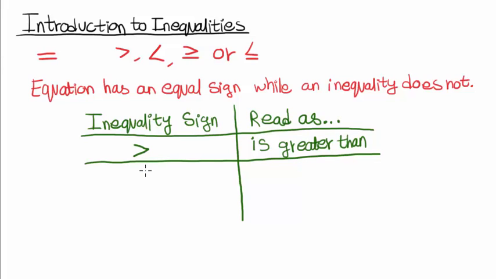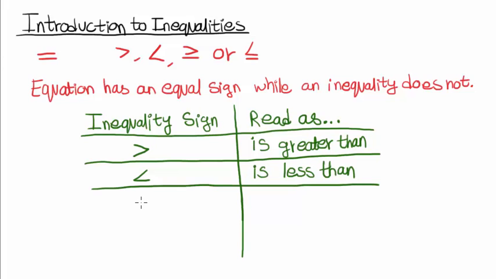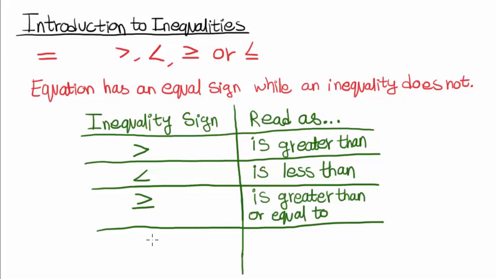Conversely, if you encounter an inequality sign where the mouth is opening to your right, then this is read as is less than. If you encounter an inequality sign where the mouth opens to your left, but there's also a little dash right below it, like this over here, this is read as is greater than or equal to. And lastly, if the mouth is opening to the right, but there is also a little dash right below it, this is read as is less than or equal to.